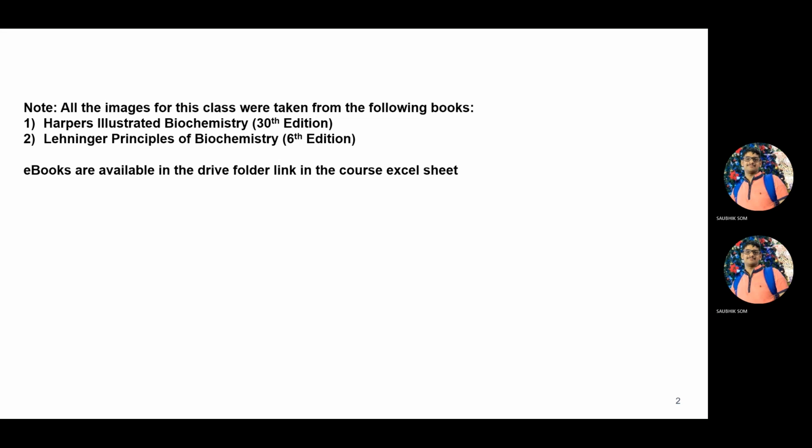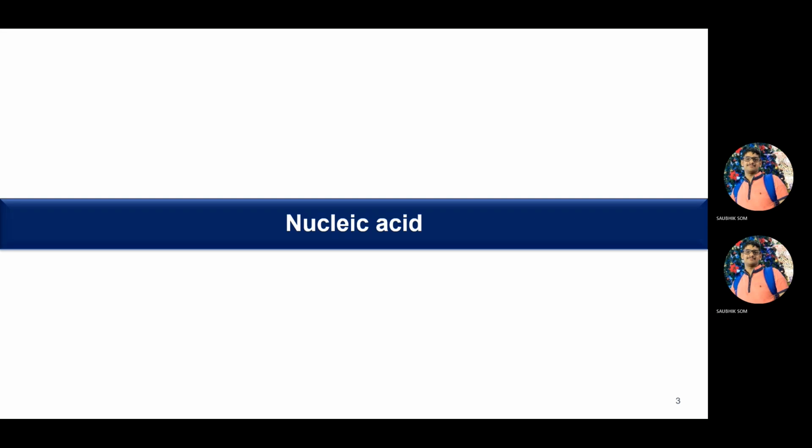Even I myself read Lehninger during my bachelor's and master's. This is a classic book of biochemistry. You can also consult White and White as well as Stryer, but I preferred Lehninger. So most of the things I will be sharing will be from either Lehninger or Harper. If you read Lehninger, it will be very easy for you to answer many questions in competitive exams like JAM or GATE. Okay, so let's start.